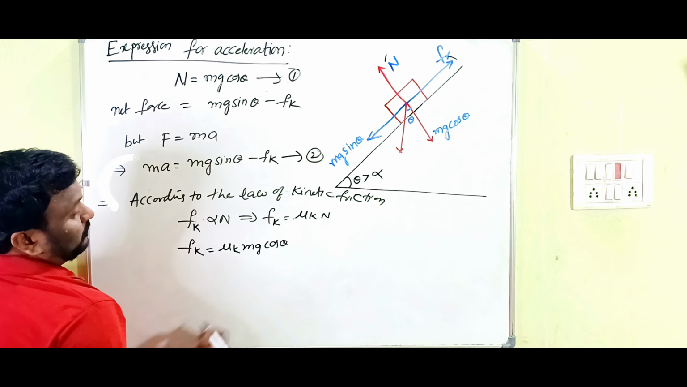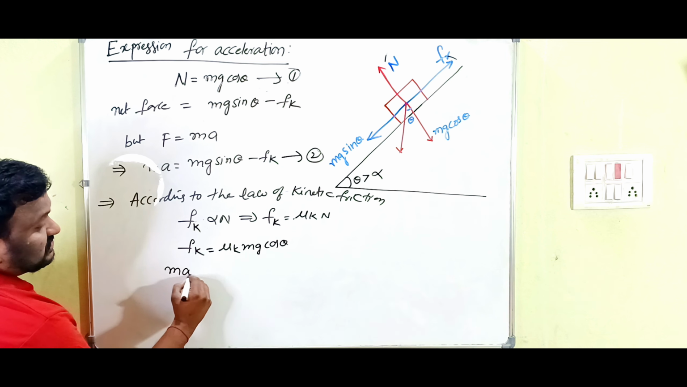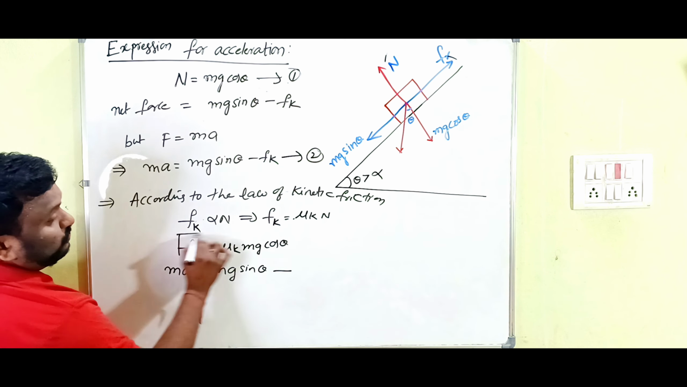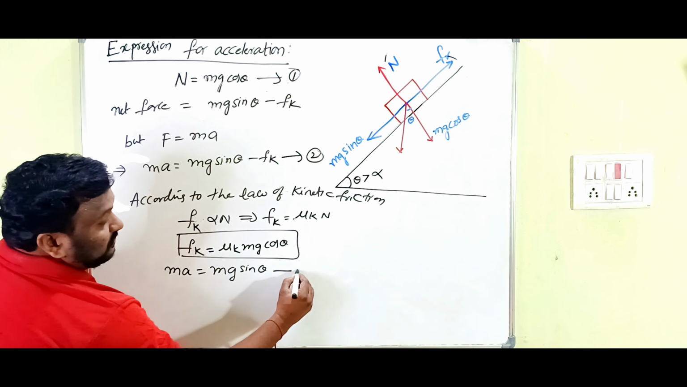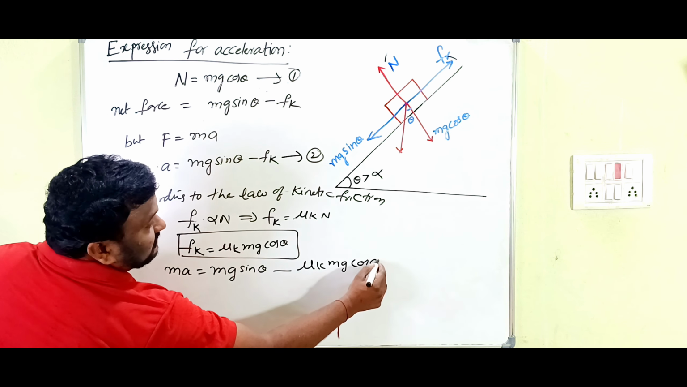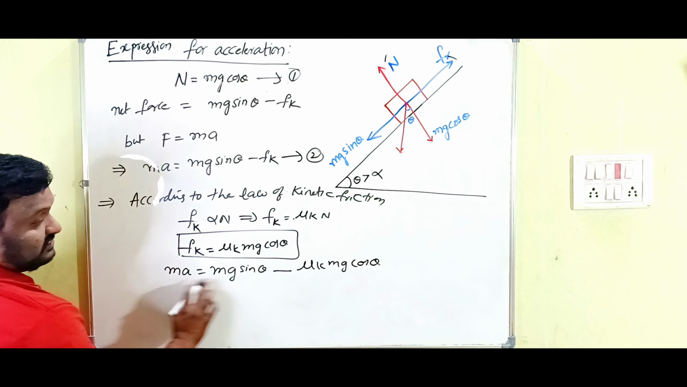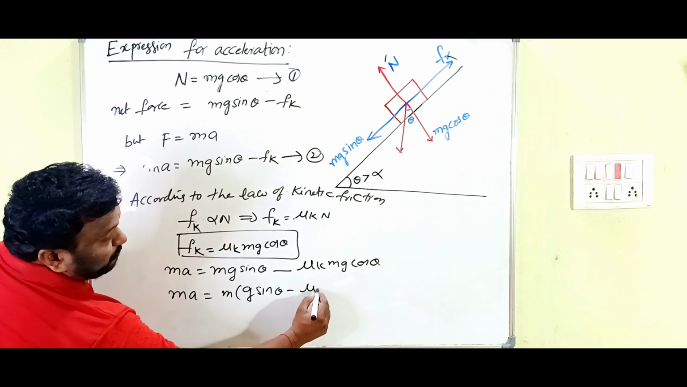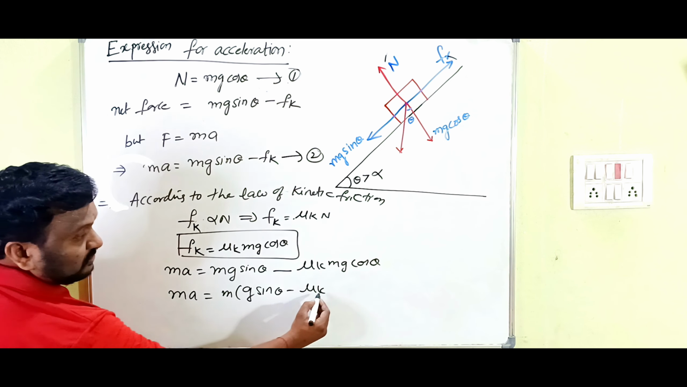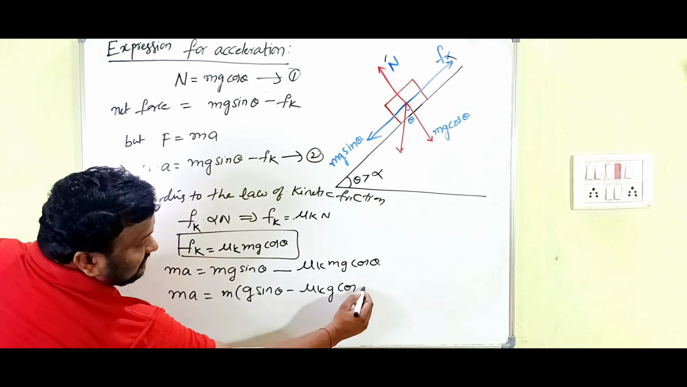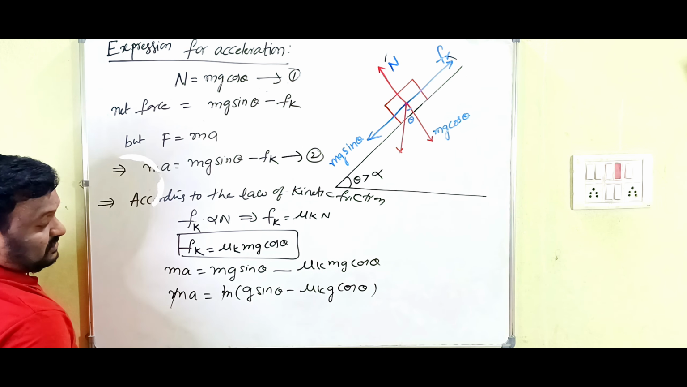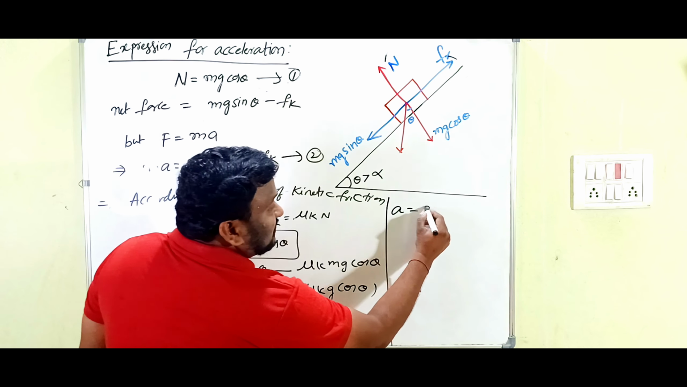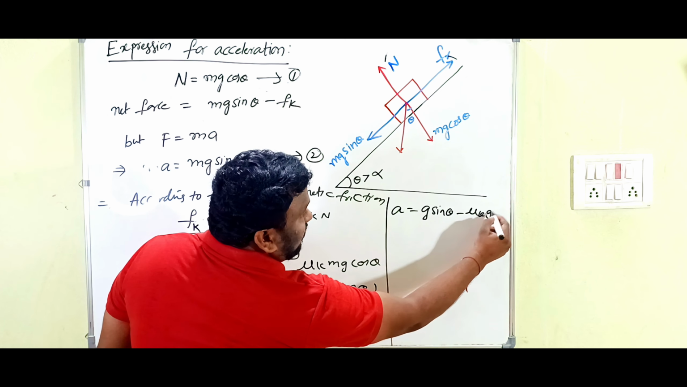So then substitute here: ma is equal to mg sin theta minus Fk. What is the Fk value? Fk is mu k into mg cos theta. Clear, children? Here m is common, so ma is equal to m times (g sin theta minus mu k g cos theta). Here m cancels, then what you get? Simply a is equal to g sin theta minus mu k g cos theta.